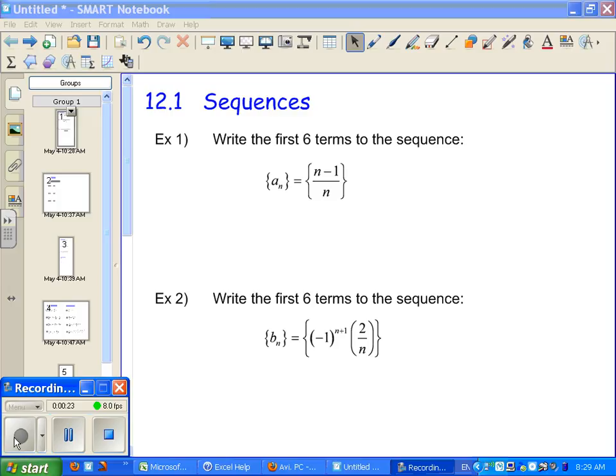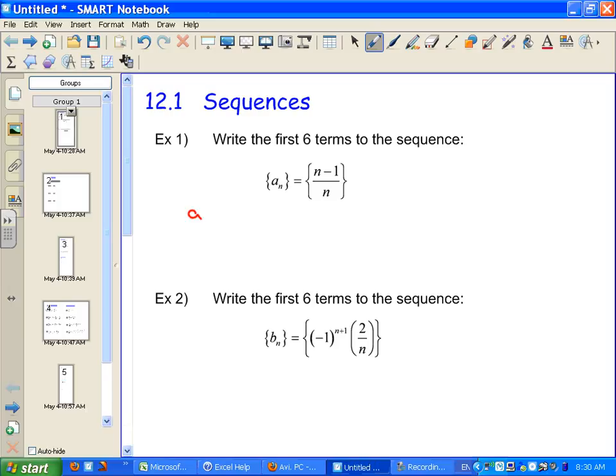So sequences, if I want to write the first 6 terms of this sequence, now this one is in formula form. So the n just stands for the numbereth of term. Right? So if I want to find the first term, I plug 1 in for n and it'll tell me what the first term is. So if I want to find the first 6 terms of this sequence, I just start plugging things in for n. So my first term will be what? In other words, a sub 1.